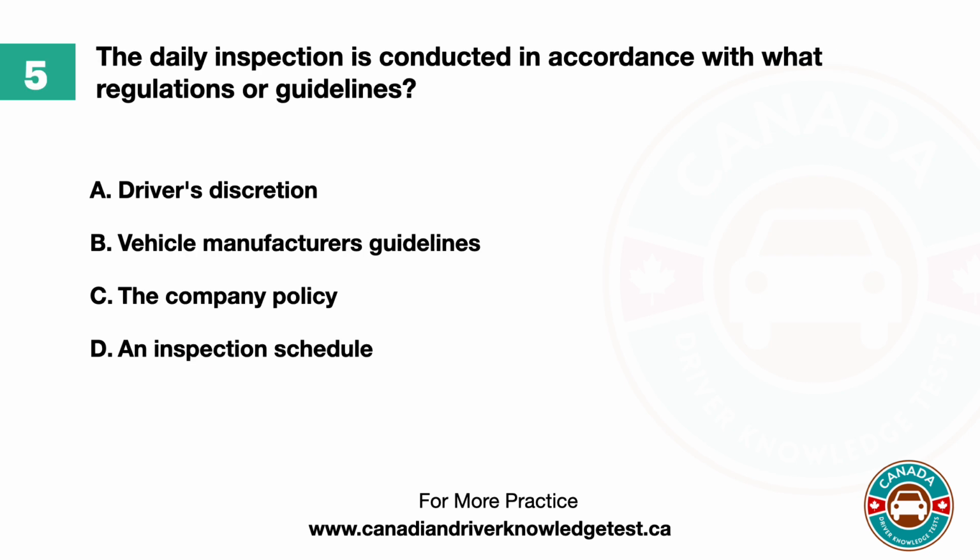Question 5. The daily inspection is conducted in accordance with what regulations or guidelines? A. Driver's discretion. B. Vehicle manufacturer's guidelines. C. The company policy. D. An inspection schedule. The answer is D. An inspection schedule.